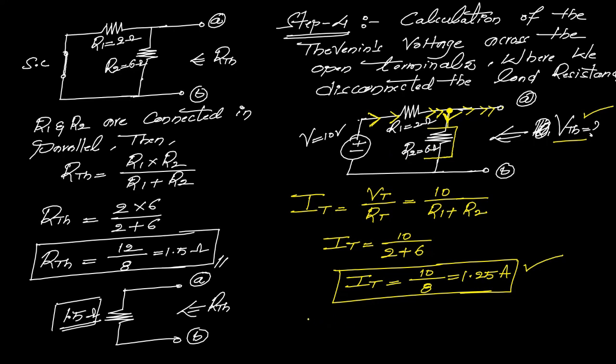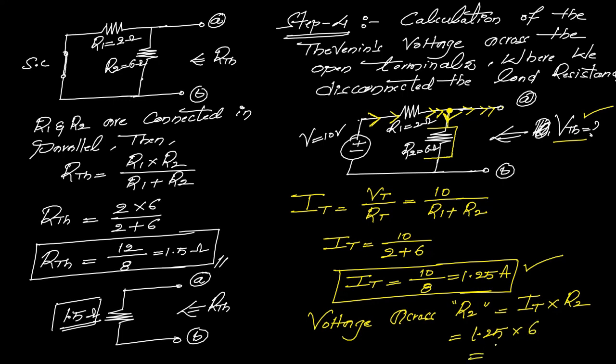So the voltage across R2 is equal to the total current times R2. The total current is 1.25, and R2 is 6. Simplifying, 1.25 into 6 gives 7.5 volts. Clear? So this is the voltage drop across R2.